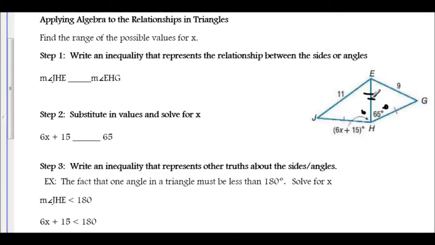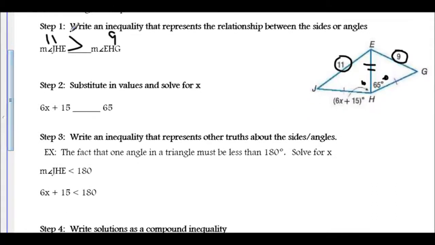So we have the side-angle-side inequality theorem, because we have side angle side here and side angle side here. And the side that is opposite the included angle in EHG is 9. And the side opposite the included angle in JHE is 11. So compare JHE, the 11, to EHG, the 9. We can see that because 11 is greater than 9, then angle JHE is greater than angle EHG.